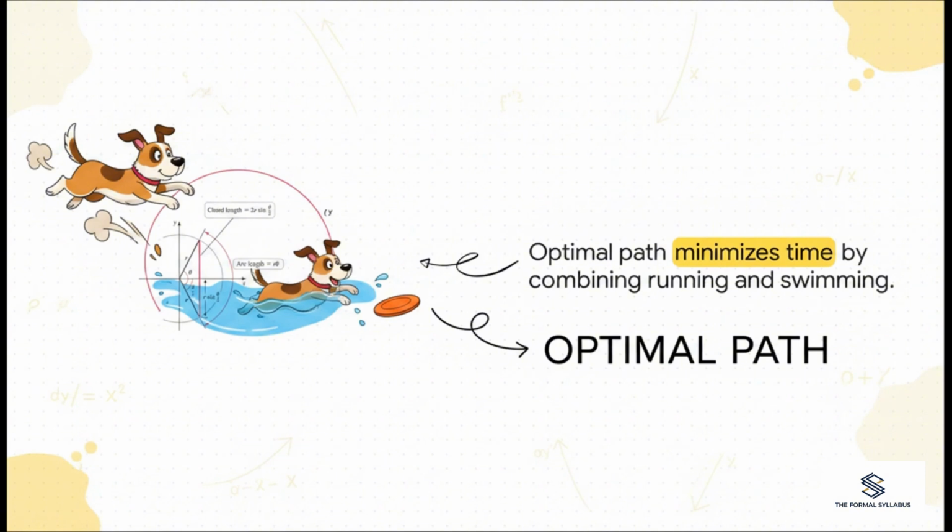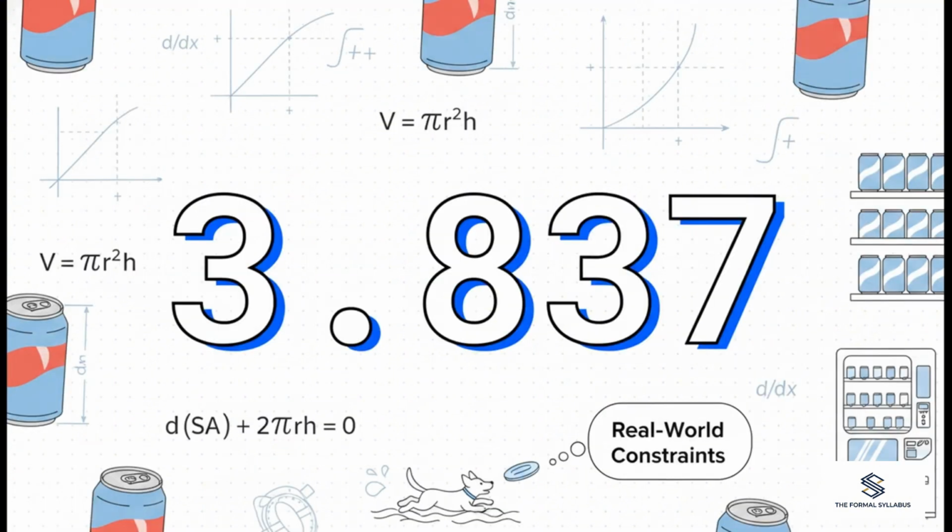So by setting up an objective function for total time based on an angle theta where the dog jumps into the water, we can take the derivative. And guess what? We find that dogs actually do choose the precise critical angle that minimizes this complex mathematical function. They instinctively combine running the arc and swimming the chord to fetch that Frisbee in the absolute minimum time. They're like natural optimizers.